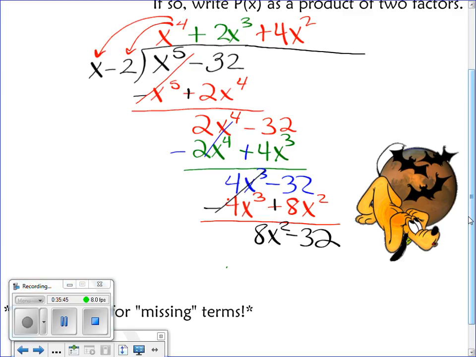He just keeps going. So what are we going to multiply by now? 8x. Finally, we get just that x. And again, another positive, so don't forget that plus sign.